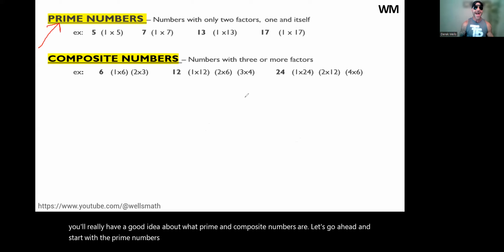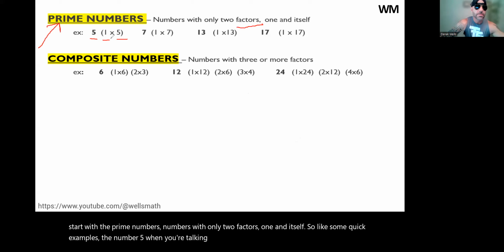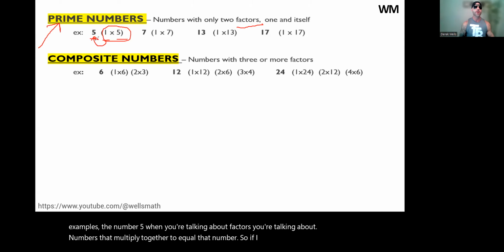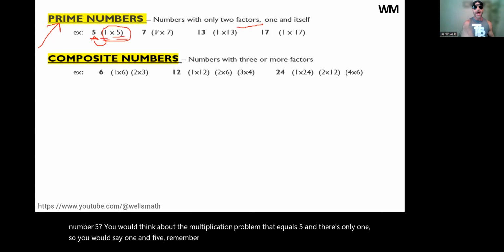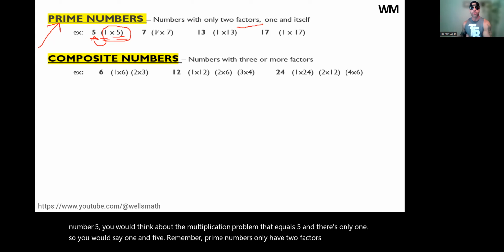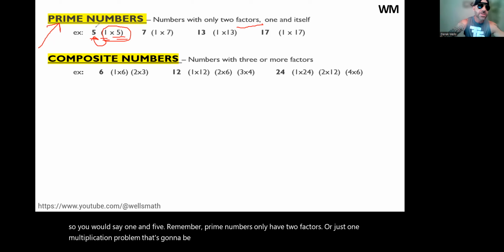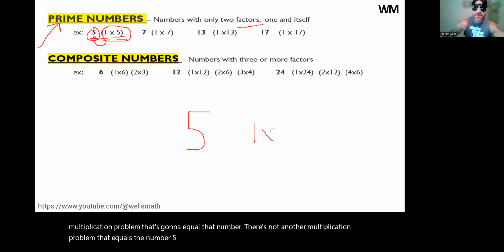Numbers with only two factors, one and itself. So like some quick examples. The number 5. When you're talking about factors, you're talking about numbers that multiply together to equal that number. So if I said, what are the factors of the number 5? You would think about the multiplication problem that equals 5, and there's only one. So you would say 1 and 5. Remember, prime numbers only have two factors, or just one multiplication problem that's going to equal that number. There's not another multiplication problem that equals the number 5 except 1 times 5, using whole numbers, of course.